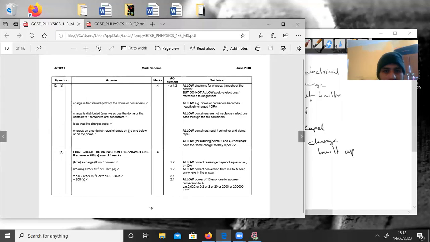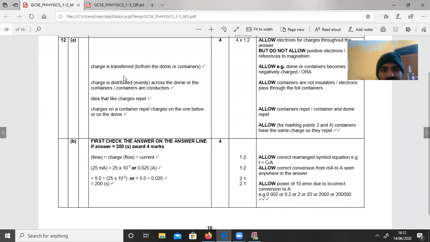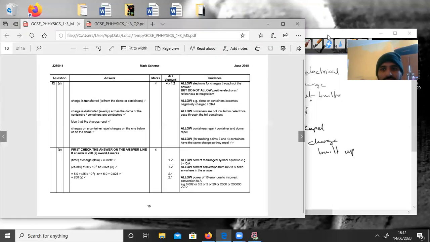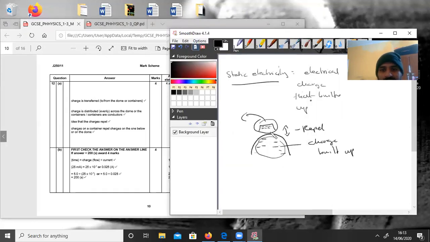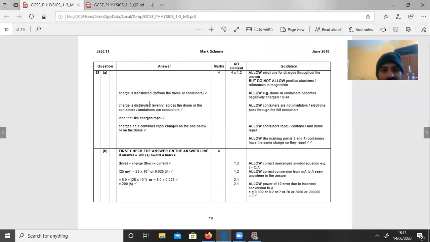Right. So look at this answer here. It says charge is transferred from the dome to the container. So what happens? The charge builds up here, and then the containers get it too. It transfers it over. So there's negatives here, and there's negative electrons there. Then the next bit says charge is distributed evenly across the dome and the containers.